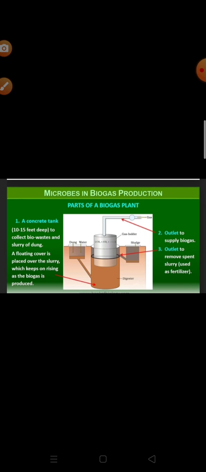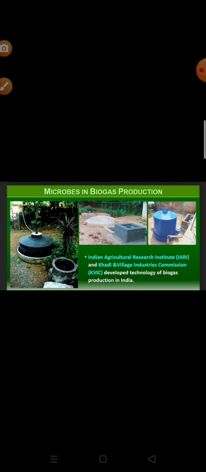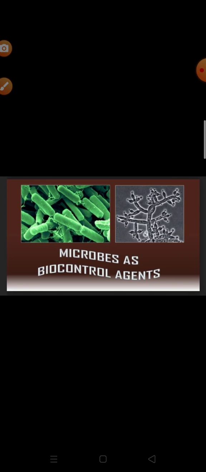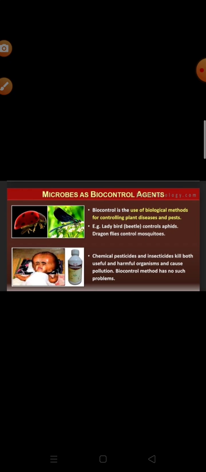Now, microbes as biocontrol agents. Biocontrol is defined as the controlling of plant diseases and pests by using biological methods. Earlier, different types of chemicals like insecticides and pesticides were used for biocontrolling. Nowadays, the use of organic methods has been encouraged.